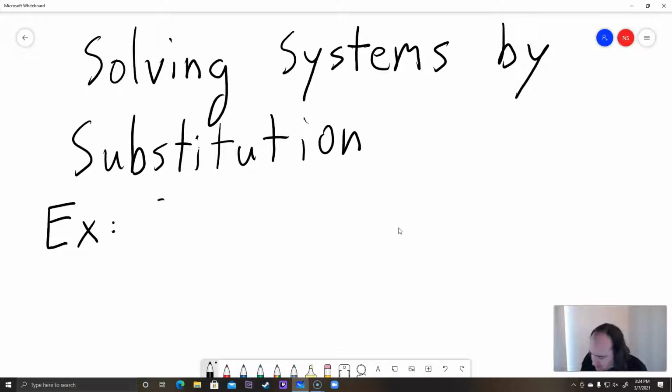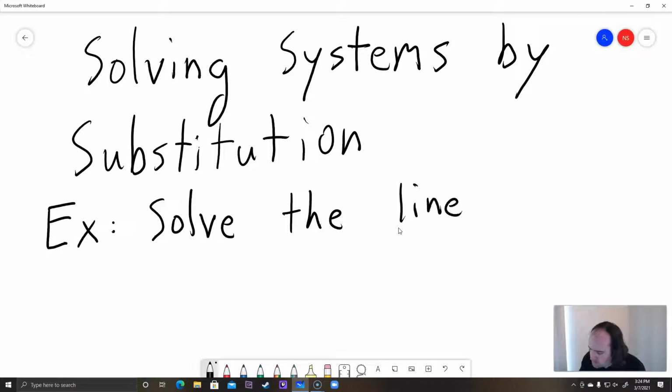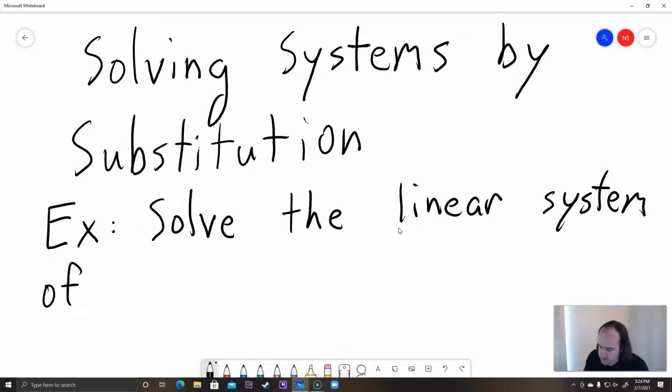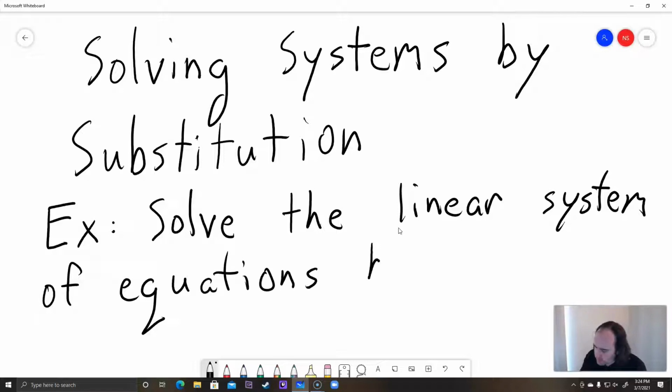Example: solve the linear system of equations by substitution. Or, in other words, by using the substitution method.